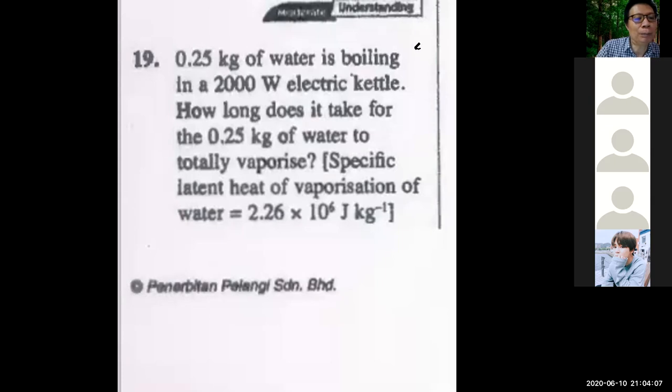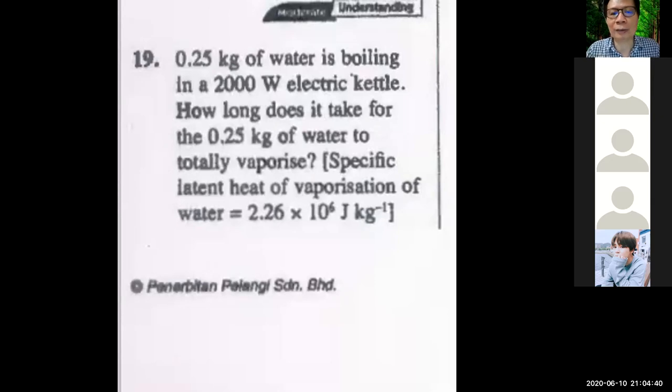A 0.25 kilogram of water is boiling in a 2000 watt electric kettle. How long does it take for the 0.25 kilogram of water to totally vaporize? Totally vaporize means all change to gas. This one involves a change in state. That's why you are given the latent heat of vaporization. So the formula is what? Now I want to ask you, what formula?